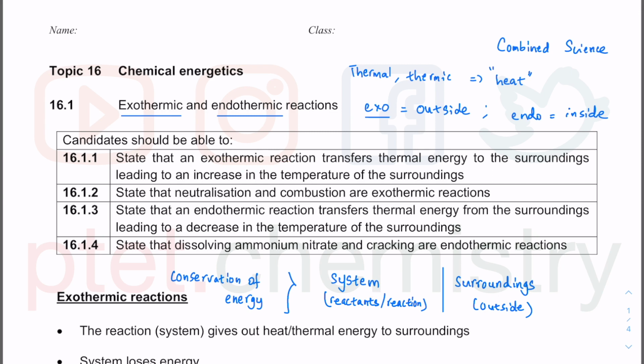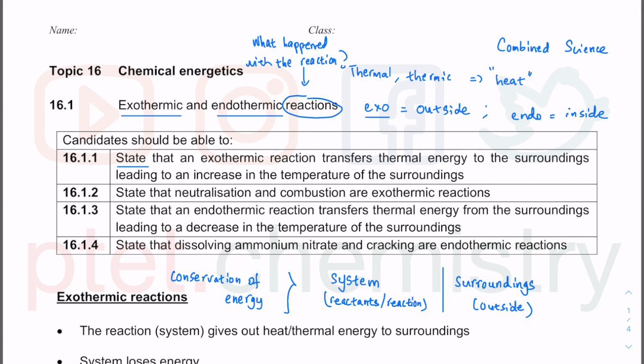Exothermic or endothermic refer to the reactions. It's not for the surrounding, it refers to the reactions. So basically it is what happened with the reaction. It's got nothing to do with outside, but we can work backward from what happened on the outside to what actually happened on the inside, the system. Okay, so candidates should be able to state what is an exothermic or what is an endothermic reaction.